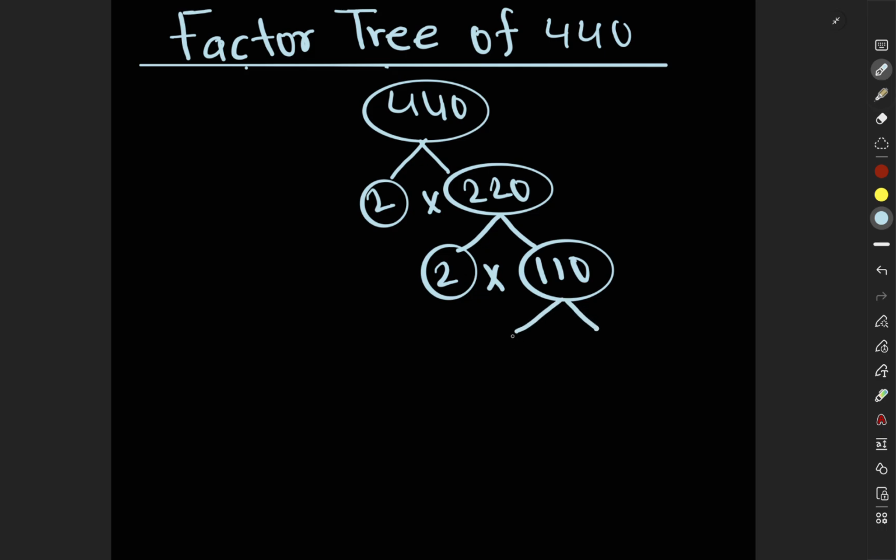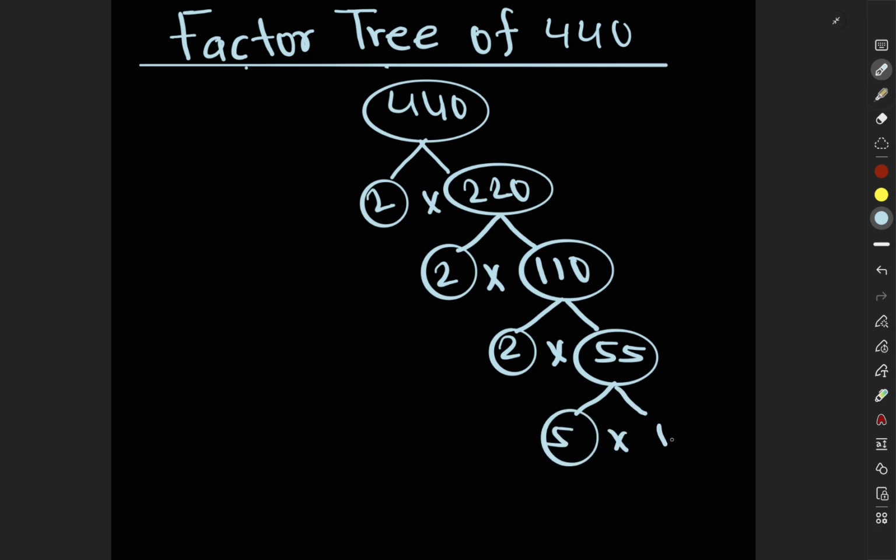110, it can be written as 2 times 55. 2 times 55 means 110. Now 55, it can be written as 5 times 11. 5 times 11 means 55.